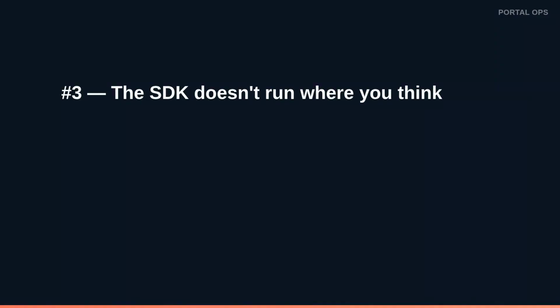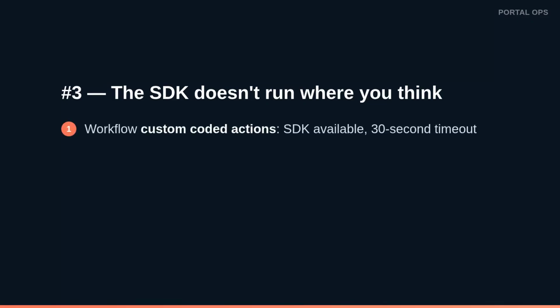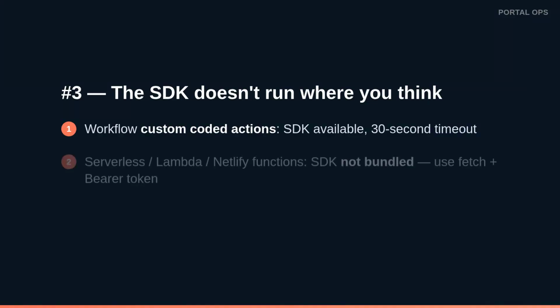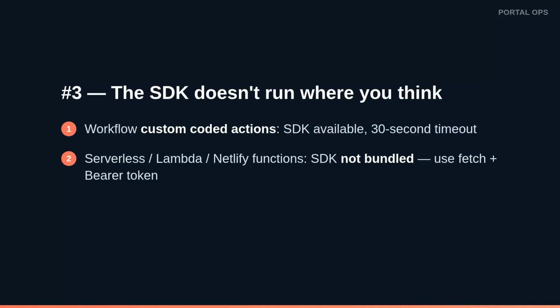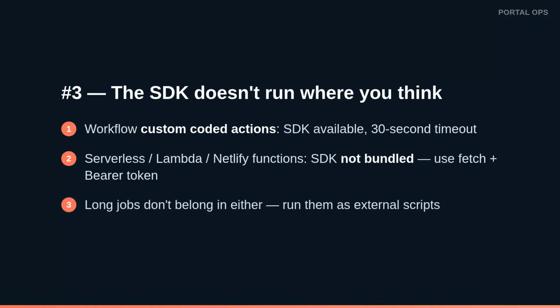Gotcha 3 is about where HubSpot's client library actually works. Inside workflow custom-coded actions, the SDK is preloaded and pleasant, but you get 30 seconds before the action times out, so nothing heavy lives there. In your own serverless functions, the SDK is not magically available. Either bundle it yourself or just use plain fetch with a bearer token, which is what I do. And anything that takes minutes belongs in an external script on a scheduler, not jammed into either of these.